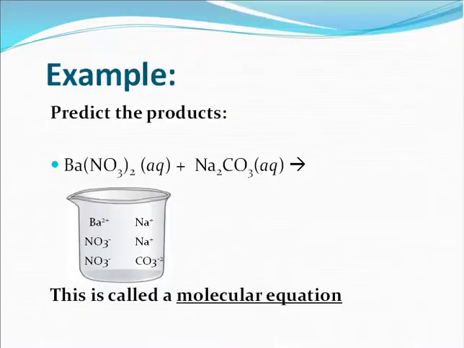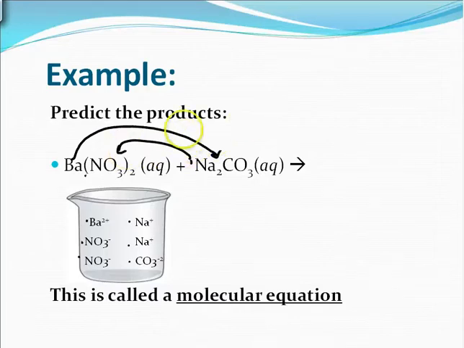Let's try another example. This is the example we're going to carry through the rest of our screencast here. So we're going to start with barium nitrate, Ba with 2 NO3s, and sodium carbonate, 2 Nas for every 1 CO3 2 minus. We're going to predict the products just like we've been doing. So we know that the positive of one will go with the negative of the other, though it's not representing switching.